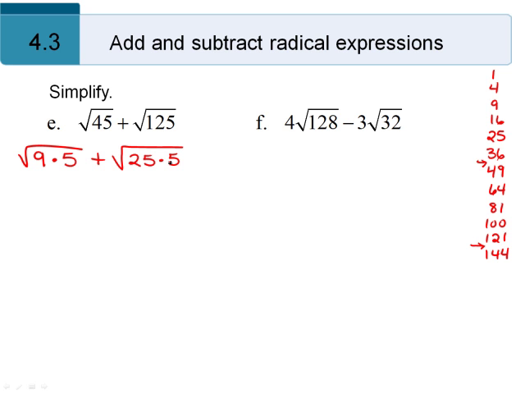Okay, so you need to make sure you break those down. That's the first step. Now, underline your perfect squares. The 9 and the 25 are the perfect squares. Okay? In the next step, I'm going to take the square roots of those perfect squares. So the square root of 9 is 3. That comes out front.